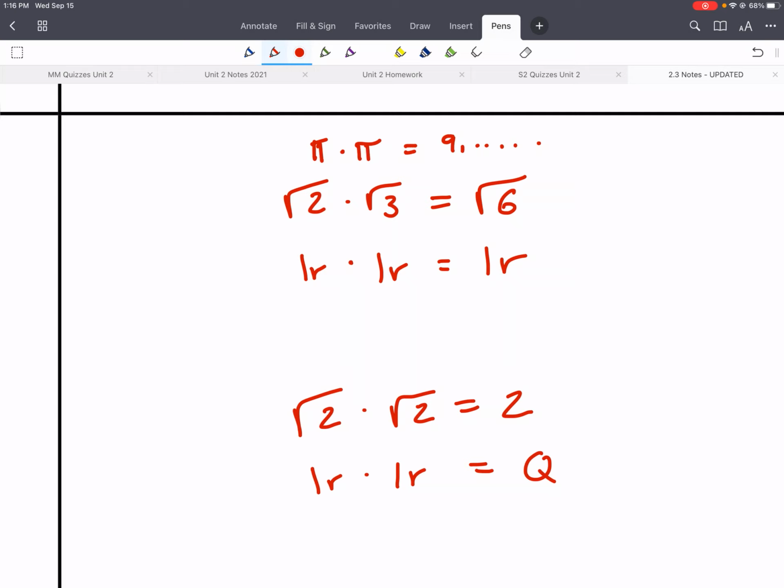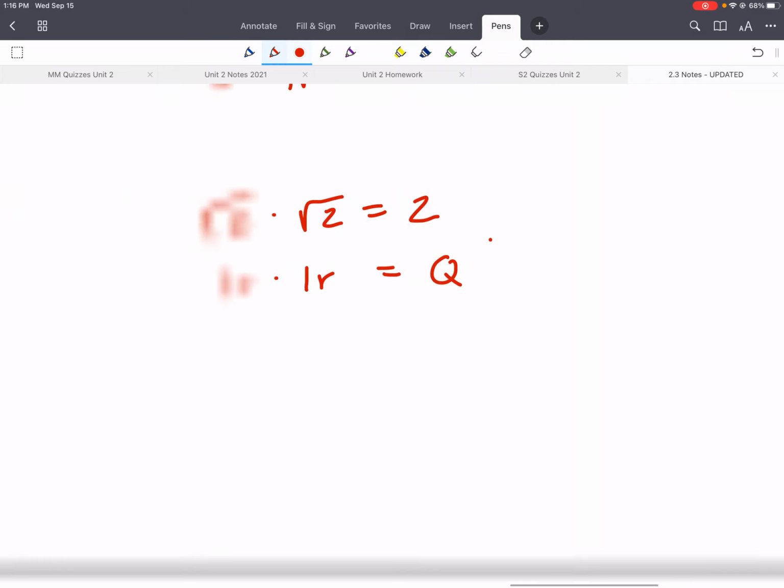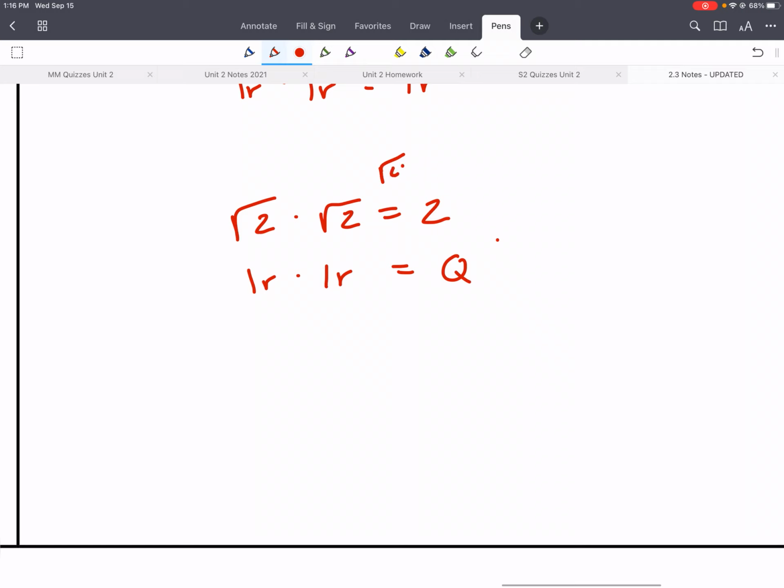So we could come up with an example for that. Or there are also some examples where if you multiply them, then they end up giving us a rational answer. Like the square root of 2 times the square root of 2. Well, that's the square root of 4. Oops, sorry. Right? Which is equal to 2.